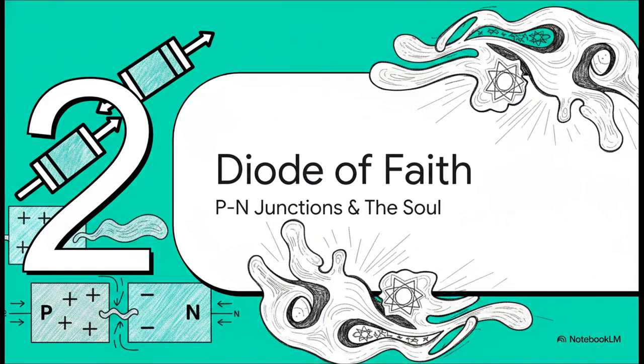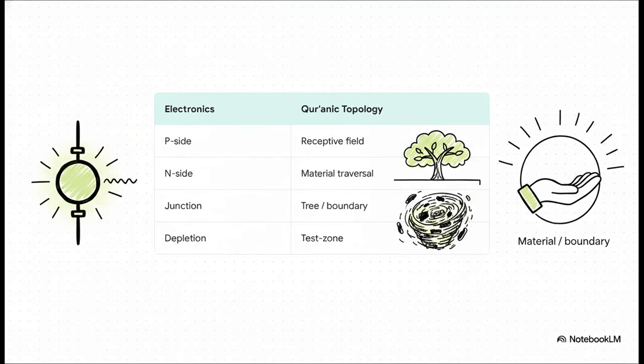Moving right along to section 2, the diode of faith, where we look at PN junctions and the human soul. To ground this, let's look at something you probably have in your pocket right now, a simple electronic diode. A diode operates using the exact same structural logic as our framework. It relies on a split polarity. You have a P side, which the source material maps to a receptive, light-oriented field, and an N side, representing dense, material traversal. Where they smash together is the junction.